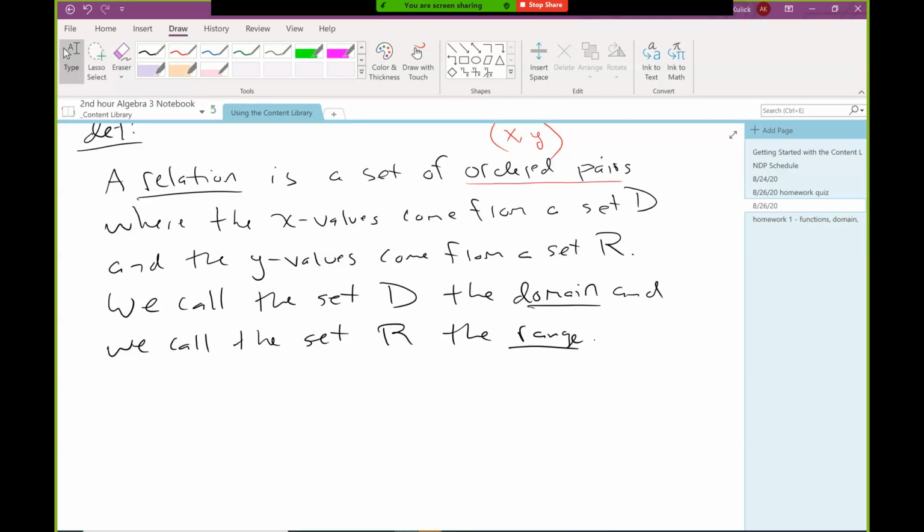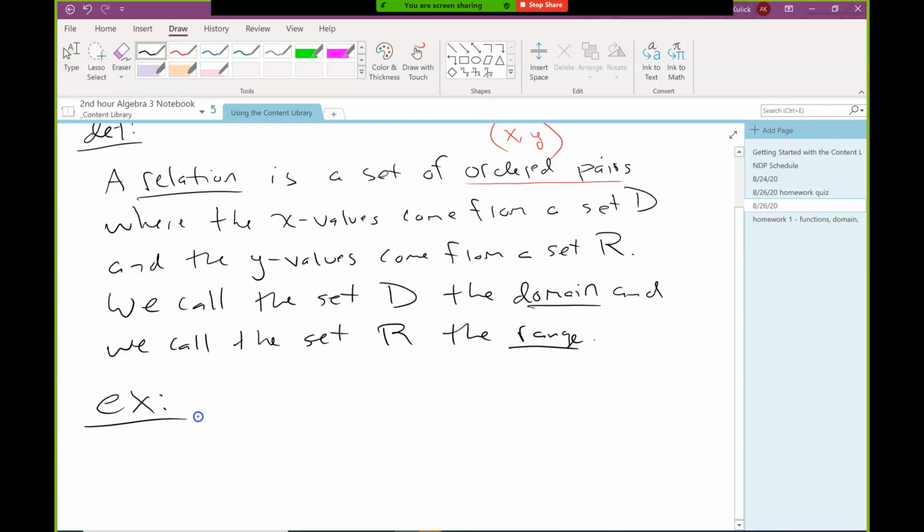We talked yesterday about sets that could be finite and sets that could be infinite. We can have relations that are finite and relations that are infinite because they're just a kind of set. Okay? The only thing that's special about a relation is that a set can have anything in it. A relation specifically has only ordered pairs in it. Okay? But that's the idea.